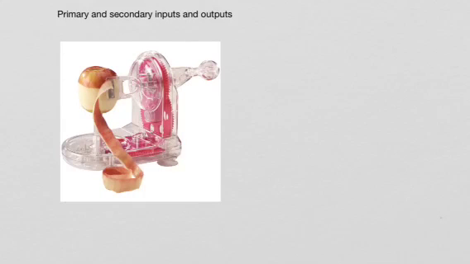This video is going to talk about the primary inputs and secondary inputs, as well as the primary outputs and secondary outputs of a complex machine. We remember from last year that all machines need some sort of input, whether you're pressing a button, turning a handle, or sliding something into place to get the machine to actually do what it's supposed to do.